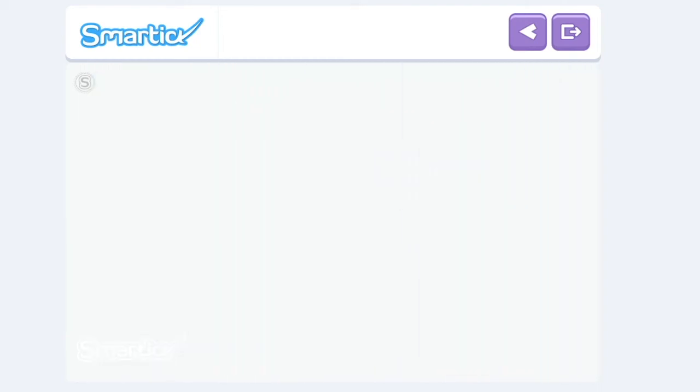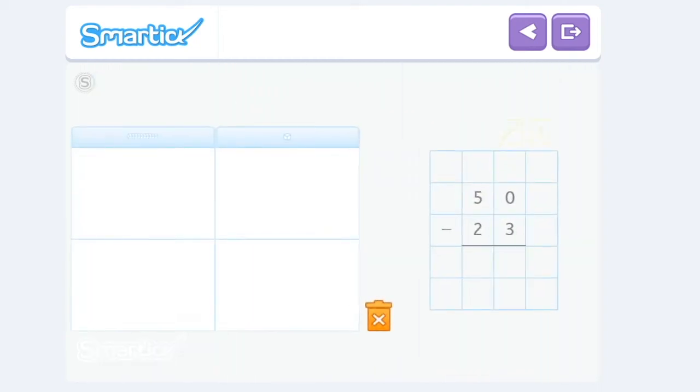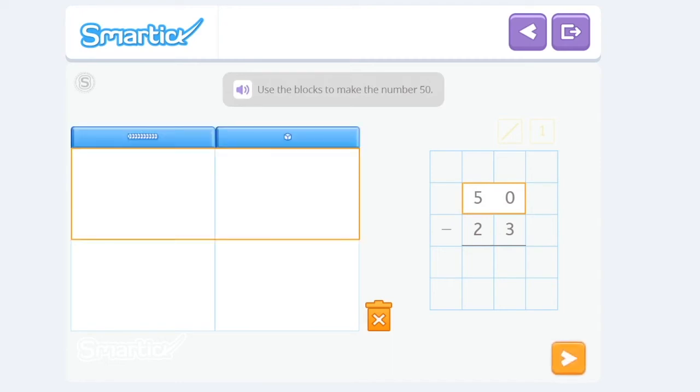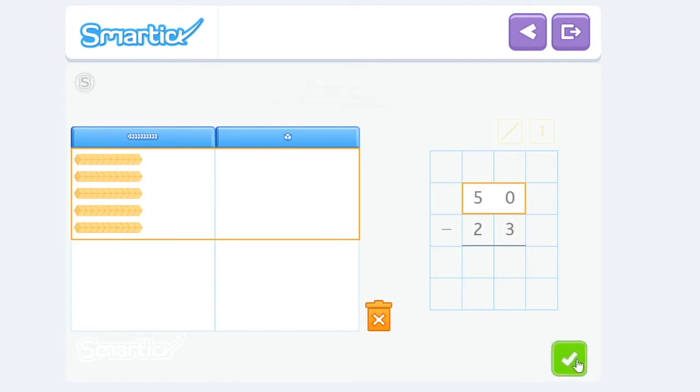It's your turn to try it. Use the blocks to help you subtract 23 from 50. First, you'll have to use the blocks to represent the number 50. When you've done it, press the continue button. 50. So there are 0 units, so we'll leave that empty. And 5 tens, so let's make 5 rods: 1, 2, 3, 4, and 5. Great! Let's carry on.